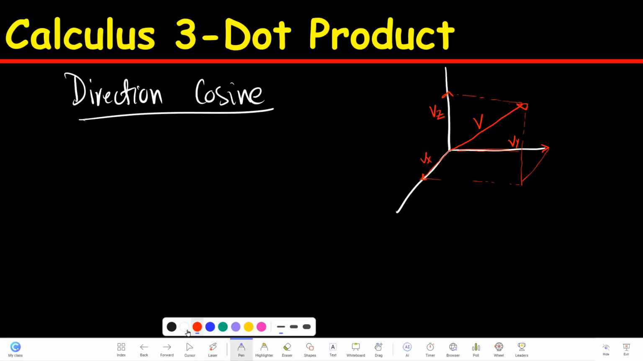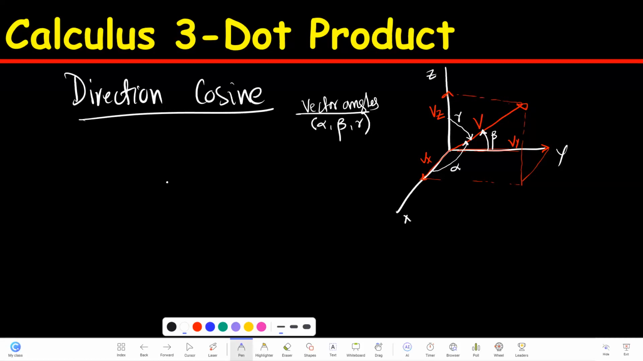Direction cosine means I need the vector's angles. Which angles? From the x-axis, from the y-axis, from the z-axis. Starting from the x-axis, go here. Starting from y, go here. Starting from z. I call this alpha, this beta, and this gamma. So to find the direction cosine, I need to find three angles: alpha, beta, gamma. That is called direction cosine.